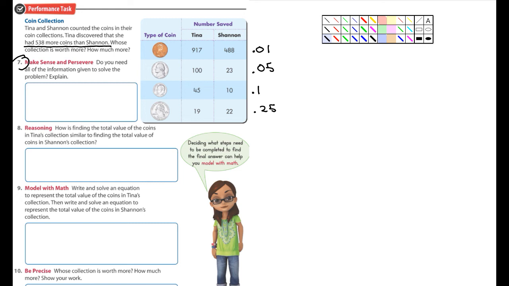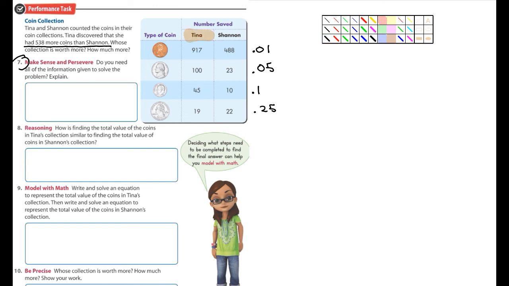Number 8, reasoning. How is finding the total value of the coins in Tina's collection similar to finding the total value of coins in Shannon's? They're asking, how would you find the total value of each one? That's what they're asking. Well, okay, so let's look at Tina here first. So Tina, that's who we're talking about right here.